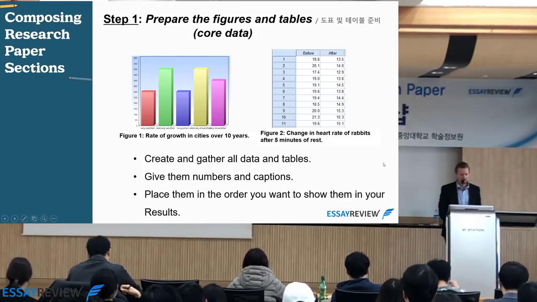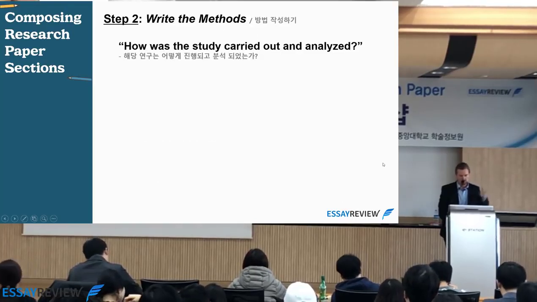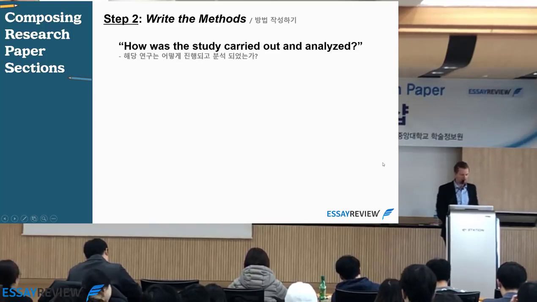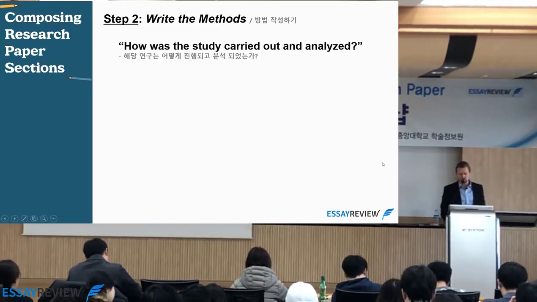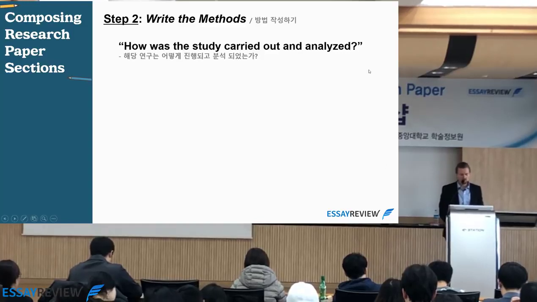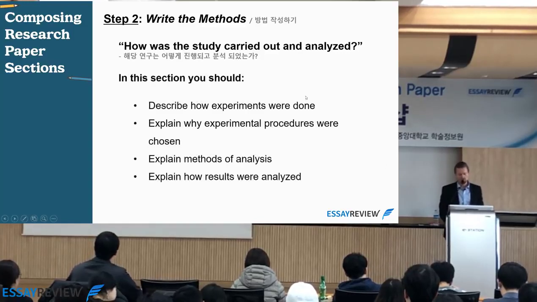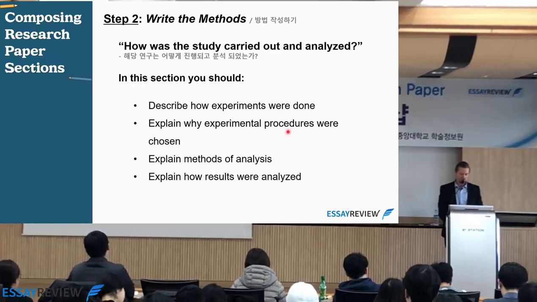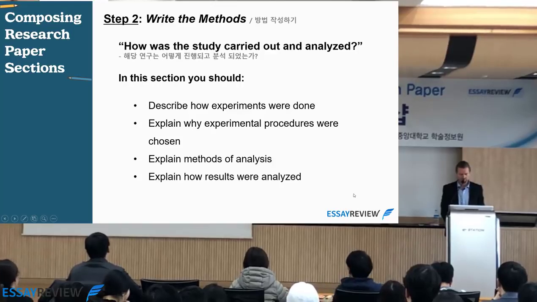All right, so in the second step, you're going to write the method. So this is really the first part of the paper. Here's some questions you should ask. How was the study carried out and analyzed? In this section, you should describe experiments, explain why procedures were chosen, why you used this method of analysis, or why you took this sample. Explain how your results were analyzed. And this is usually the order. We'll show you here, actually.